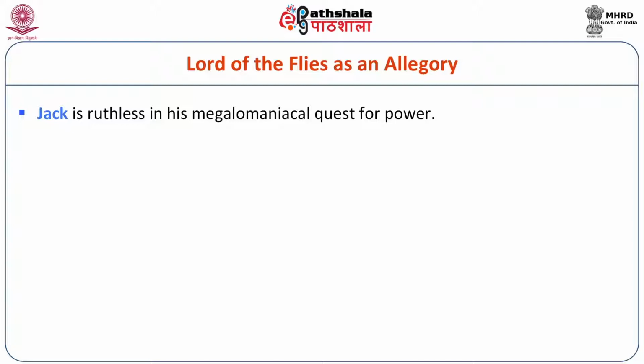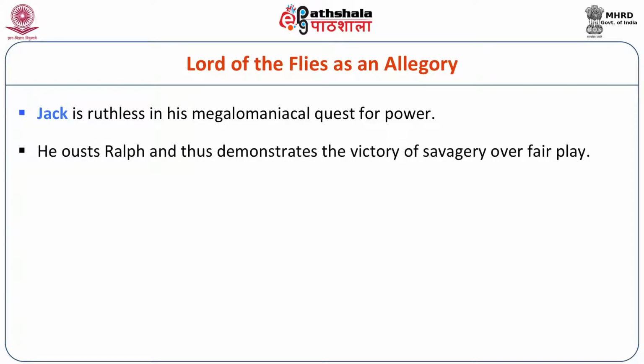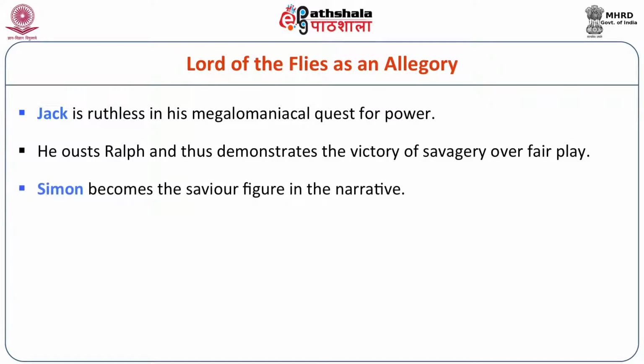Jack in this novel is on a megalomaniacal quest for power. So you have Ralph, who has this democratic impulse, and Jack, who has this megalomaniacal impulse and wants to consolidate power. So what Jack does is to oust Ralph and demonstrate the victory of savagery over fair play. This is the paradigm that you have. For this paradigm, let's say, to be complete, you also have a savior figure in the narrative, and that is Simon. So Simon is the savior figure in the narrative.